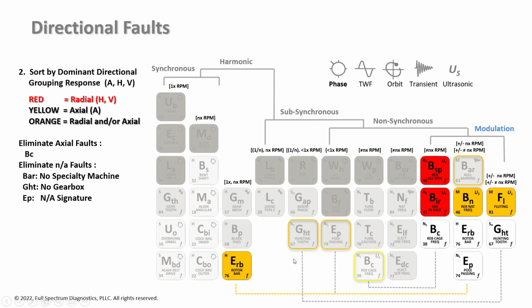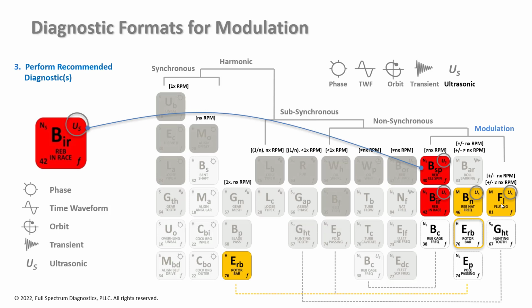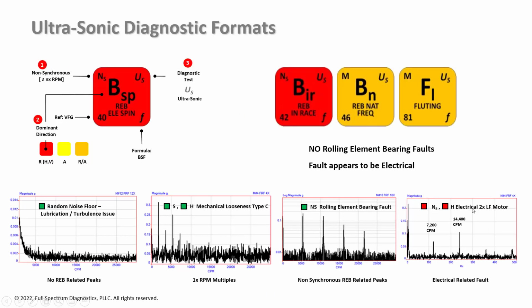So we've taken a few things away. We have a rotor bar fault. We have ball spin, inner race defects, bearing natural frequency, and fluting. Okay, so we can take a peek at what each one of those faults is asking us for. So let's do the ultrasonic, because that's pretty much all the faults, and if we get rid of all those, we know what our root cause is. So we're going to look at the ultrasonics for these 4 bearing conditions.